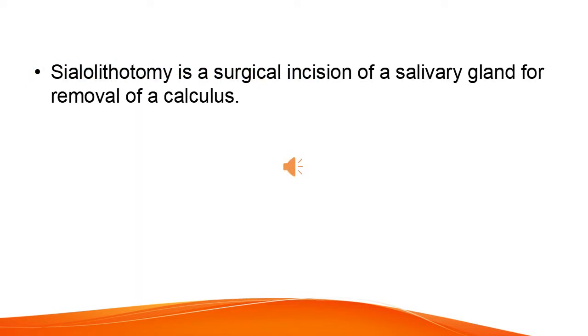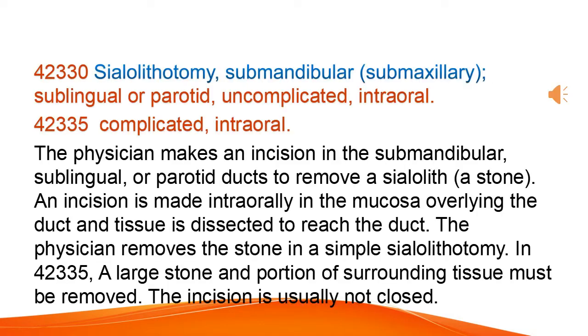Sialolithotomy is a surgical incision of a salivary gland for removal of a calculus. Sialolithotomy, submandibular, submaxillary, sublingual or parotid, uncomplicated, intraoral. Complicated, intraoral. The physician makes an incision in the submandibular, sublingual, or parotid ducts to remove a sialolith, a stone.